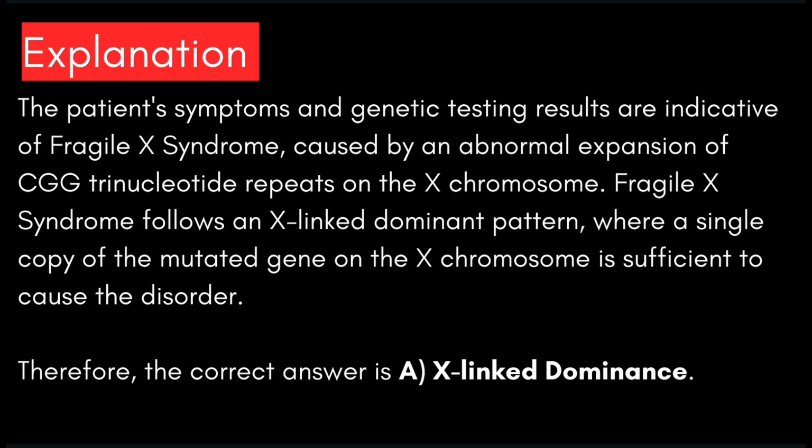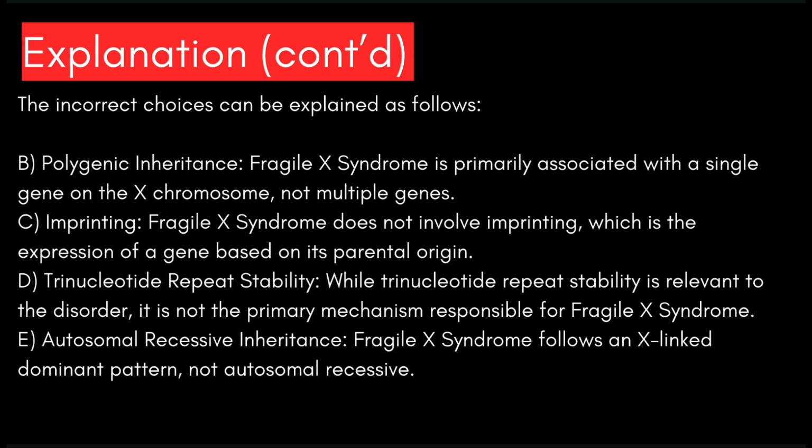Let's go ahead and see why the other answer choices are incorrect. Polygenic inheritance: Fragile X syndrome is primarily associated with a single gene on the X chromosome, not multiple genes. Imprinting: Fragile X syndrome does not involve imprinting, which is the expression of a gene based on its parental origin. Trinucleotide repeat stability: while trinucleotide repeat stability is relevant to the disorder, it is not the primary mechanism responsible for Fragile X syndrome. Autosomal recessive inheritance: Fragile X syndrome follows an X-linked dominant pattern, not an autosomal recessive pattern.